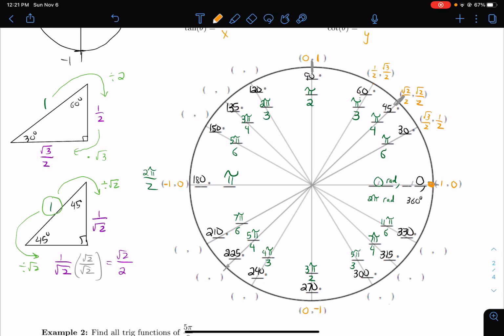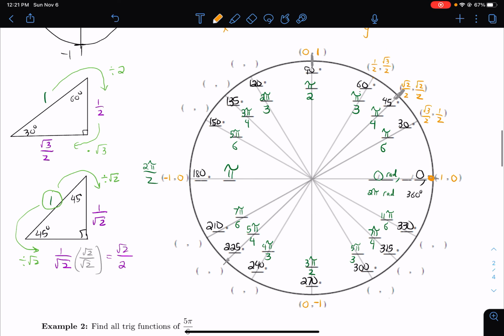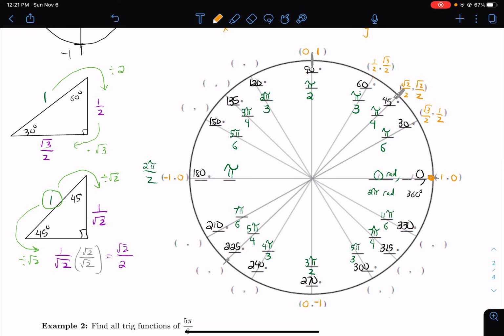Okay, so now there are a couple things I want to mention. One is, let's quickly get all the remaining coordinates. I can do that just by symmetry of the picture. And then I'm going to show you a shortcut, a little memory trick for remembering these.